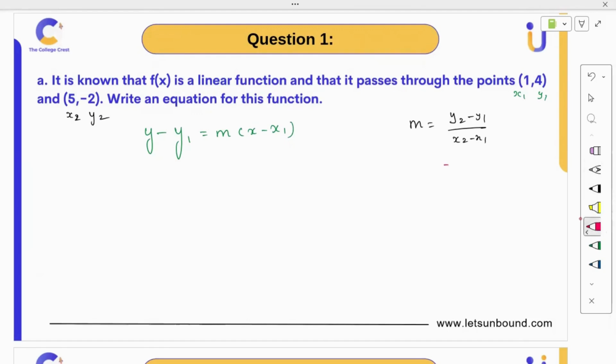And let's solve for m. So what is my y2? Minus 2. Formula has a minus. Y1 is 4. x2 minus x1, 5 minus 1. So minus 6 by 4, which is minus 3 by 2.